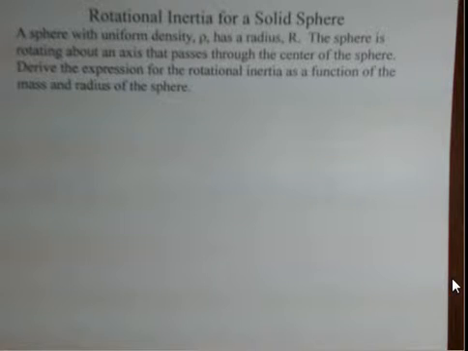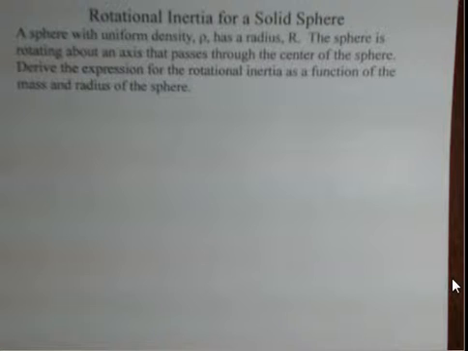...inertia using the tools of calculus. This object is a solid sphere. It has a uniform density. It's solid, it's not hollow. Uniform density with a radius capital R. The sphere is rotating, and we're interested in knowing its rotational inertia, or its moment of inertia.